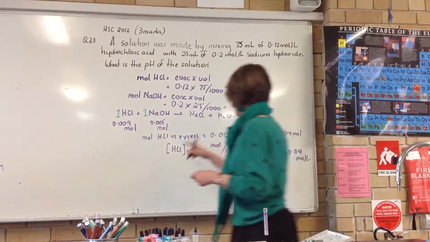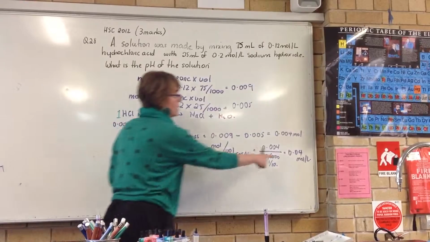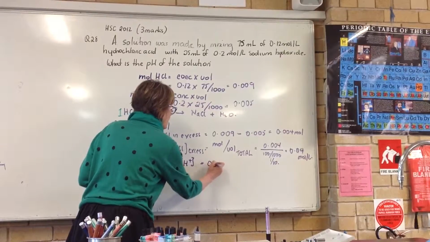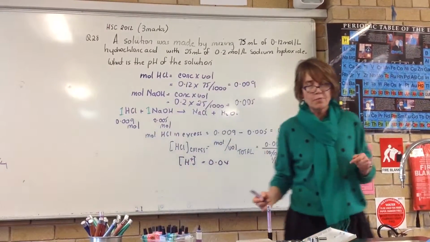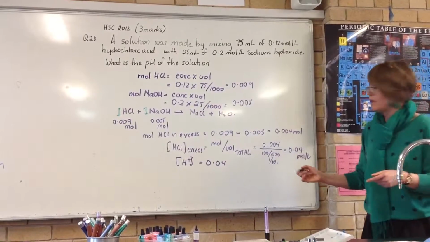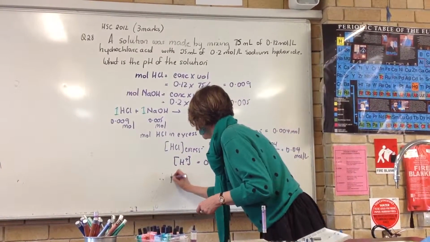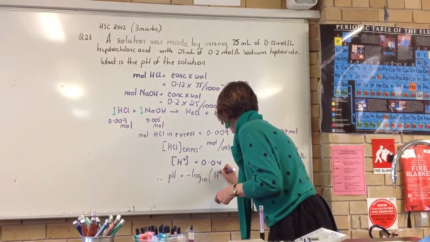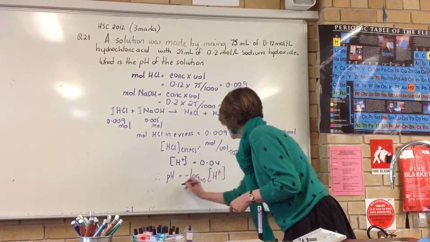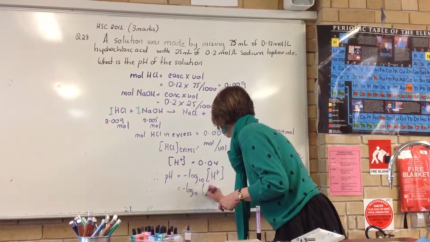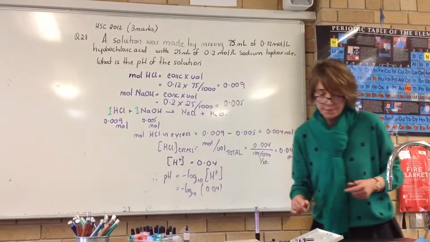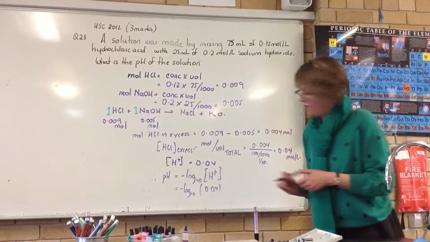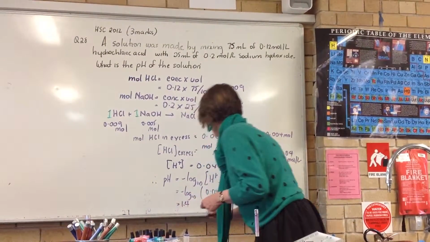So we're almost there. If the concentration of our molecule is 0.04, then the concentration of our hydrogen ion is the same, because every molecule breaks up to give one hydrogen ion. Therefore, our pH is equal to minus the log to base 10 of our hydrogen ion concentration, so minus the log to base 10 of 0.04. And I get a value of 1.4. Thank you.